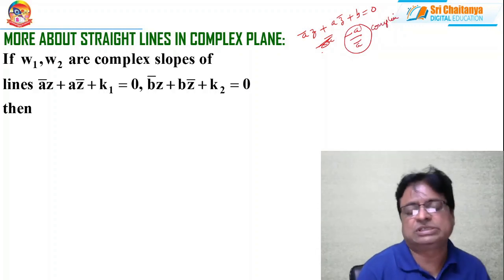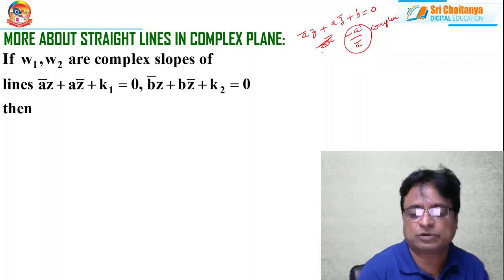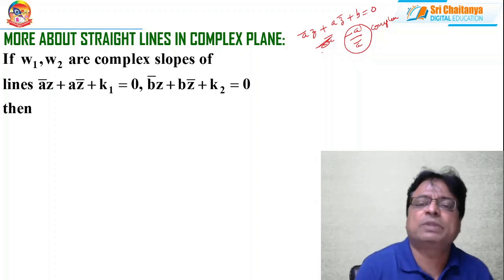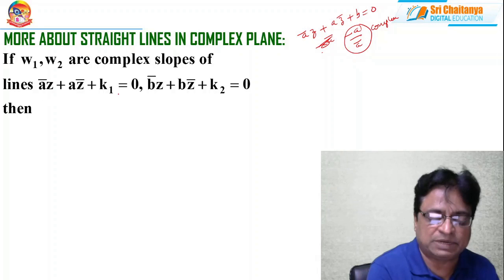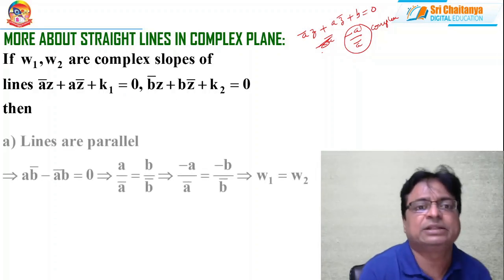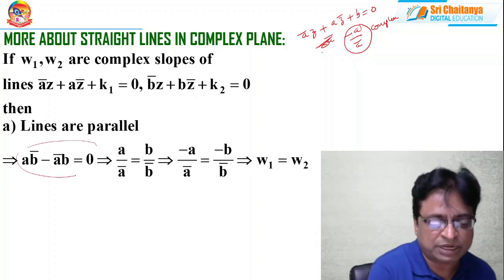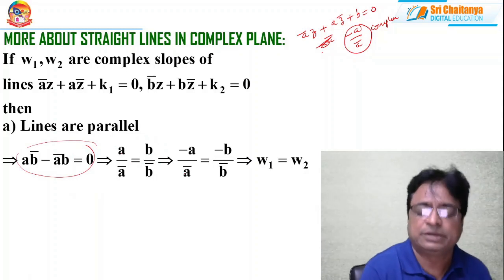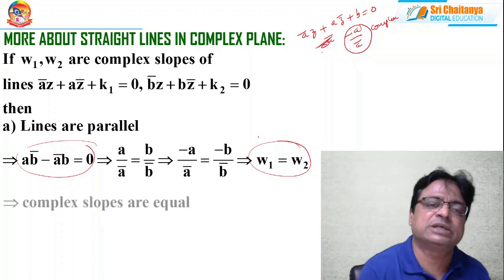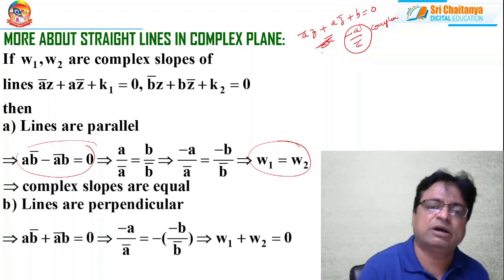I have already told several points. If the slopes are equal, then the lines are parallel. If the sum of the complex slopes is 0, then the lines are perpendicular. So if w1 and w2 are the complex slopes of two lines a bar z plus a z bar plus k1 equal to 0 and b bar z plus b z bar plus k2 equal to 0, then the first condition: if they are parallel, the slopes are equal, that means a by a bar equals b by b bar. If the complex slopes of the lines are equal, then automatically the lines are parallel, and if the sum of the complex slopes of the lines is 0, then obviously the lines are perpendicular.